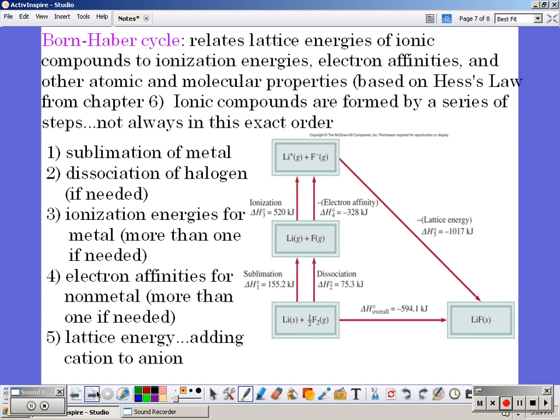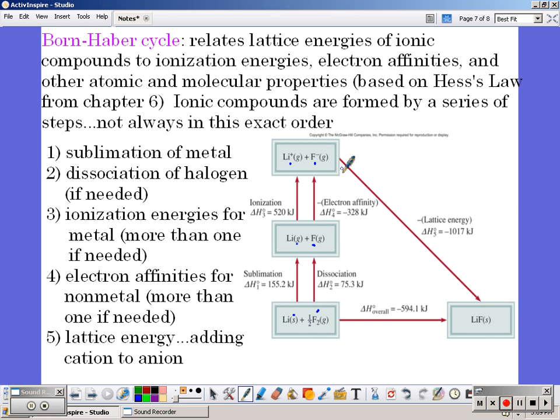Ionic compounds are formed, again, by a series of steps. It doesn't necessarily have to be in this order, but you first need to sublime the metal. So you have to take it from the solid state to the gas state. You need to dissociate your halogen if needed, so F2 going to just F. And you can see the different values there. Then we need to make them ions. So the lithium here is being ionized, and the fluorine has electron affinity associated with it. And again, you see the values.